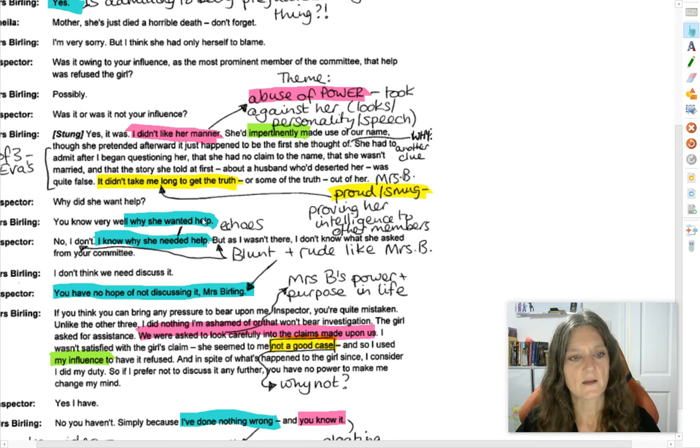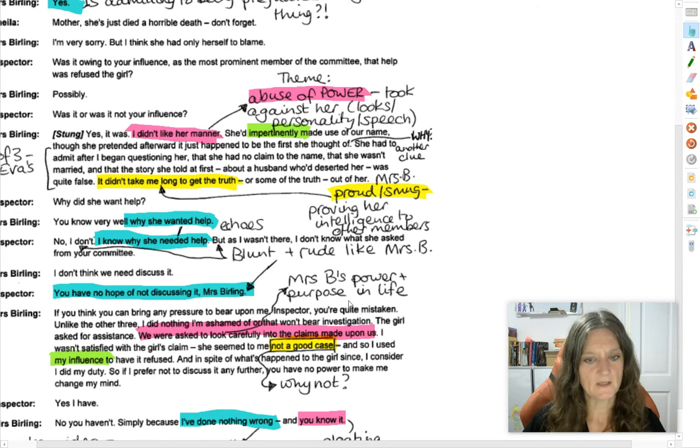And we've got the echoes of the speech style. "You know very well why she wanted help." "No, I don't. I know why she needed help. But as I wasn't there, I don't know why she asked for it." And I noticed the inspector says, "No, I don't." He's being really blunt, really rude, just like Mrs. Birling is being to him and to everyone she meets, probably. And here he goes again: "You have no hope of not discussing it, Mrs. Birling." Blunt and rude.